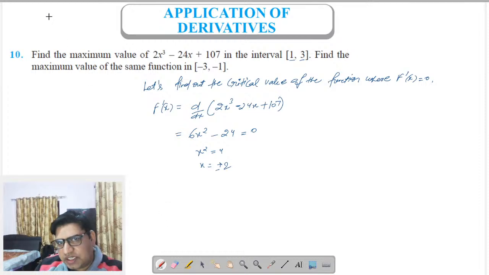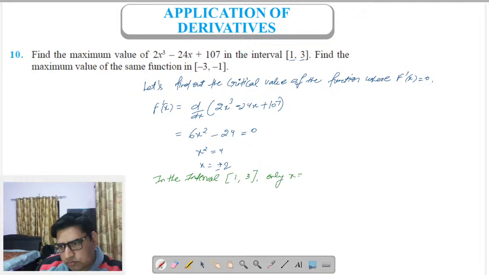We'll simply write down, in the interval, so closed interval we are talking about, in the interval 1 and 3, only x is equal to 2 lies in the interval.